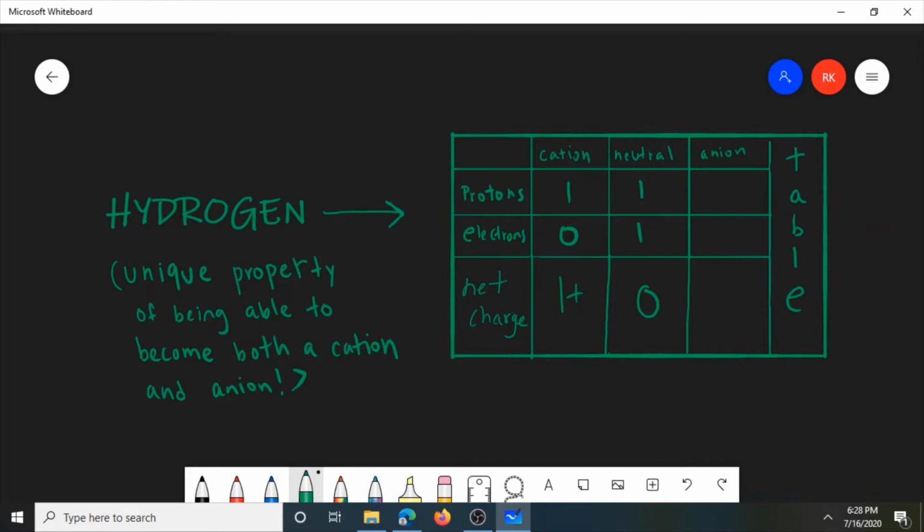In the anion version of hydrogen, it has 2 electrons and 1 proton, for a net charge of 1 minus. As you can see, the number of electrons increases, while the number of protons remains the same. Due to the fact that there are more electrons than protons, it will have a net negative charge.